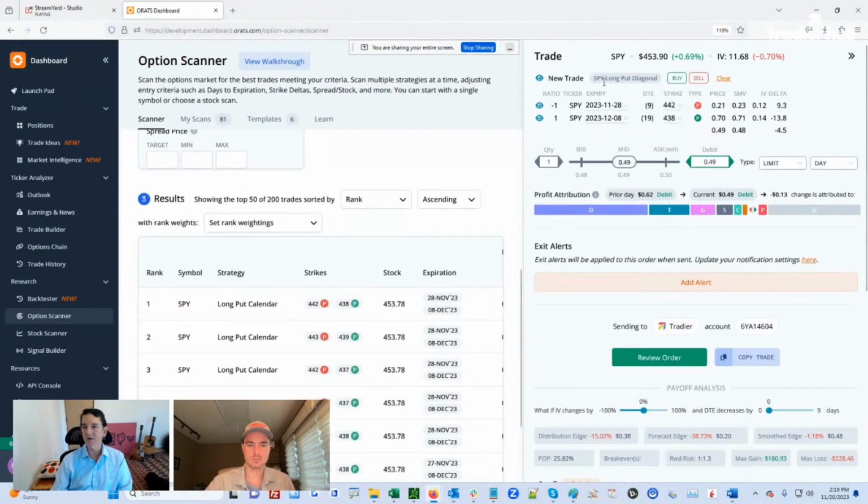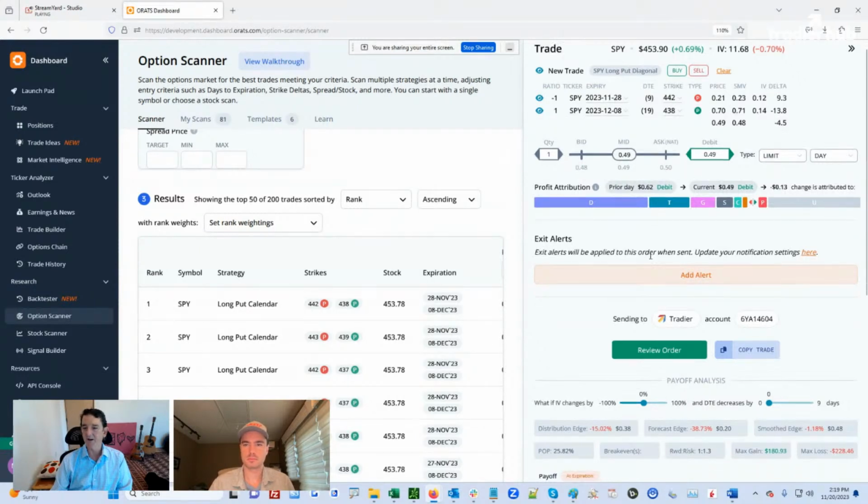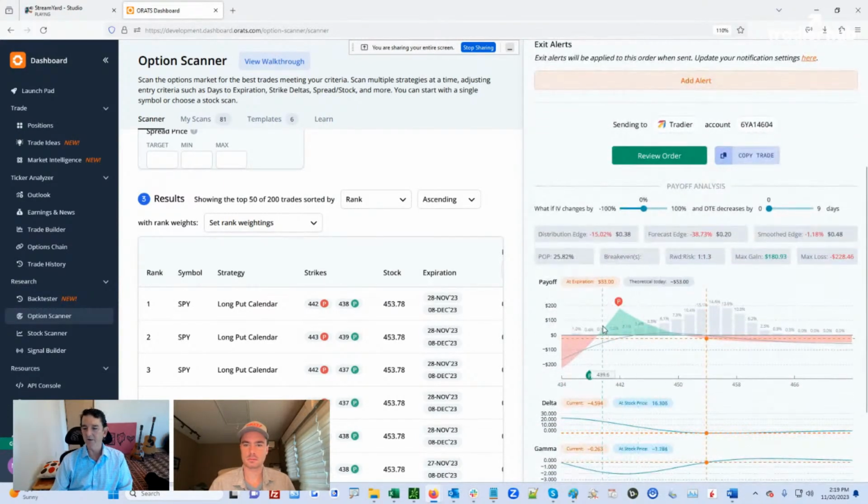So again, we're seeing a long put diagonal. We're seeing the price is 49 cents in the market. It's 48 at 50. The theoretical value is 48. So I like to see that pretty close. And then I like to scroll down and see this payoff picture. Now this payoff picture is cool because it's not just a typical payoff picture for a calendar. So calendars will look like this. It looks like kind of a tent.